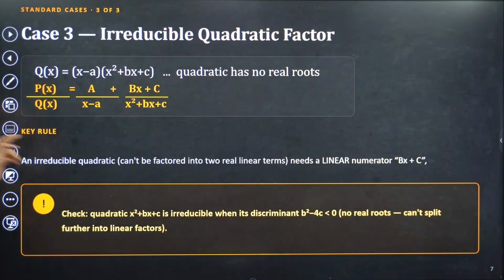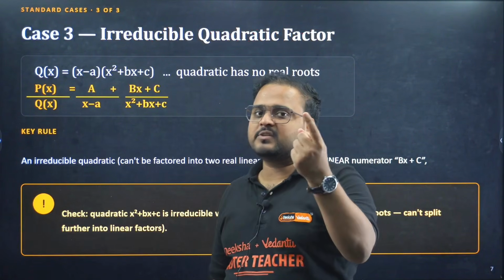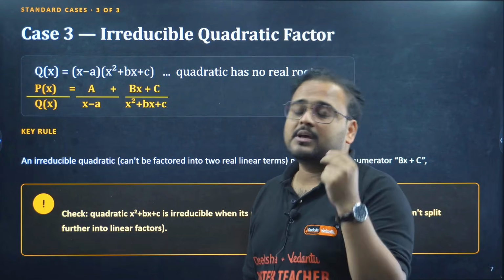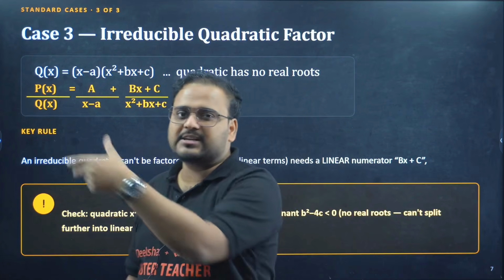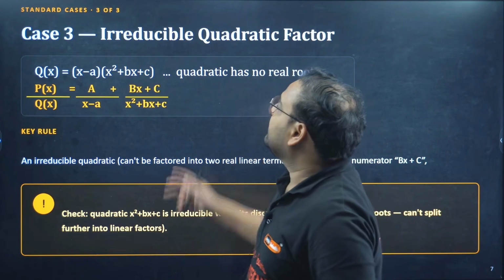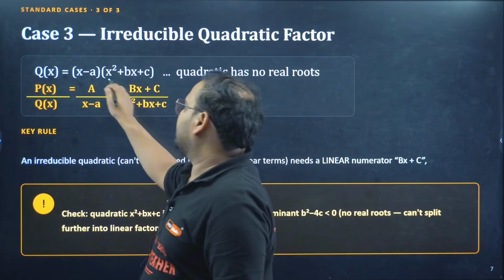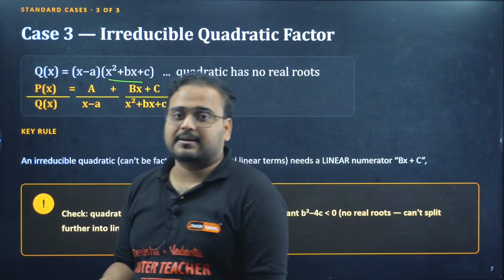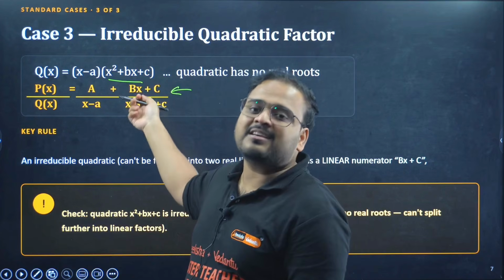Clear? Okay, case 3. Now, there can be some questions. So case 1 was straight away when you have linear factors given. Case 2 was when you have repeated linear factors, means squares, cubes, like that is there. Case 3 was when you have irreducible factors, means you cannot factorize it anymore. This quadratic is there, but you're not able to factorize it. Then how would you solve that? So in that case, the numerator is always in the linear form.